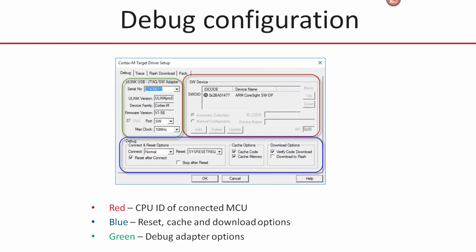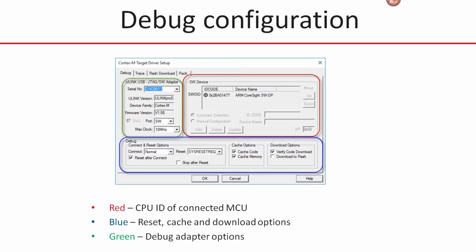And then finally, in the green box, we can see that we're successfully talking to the debug adapter. We've got its serial number, firmware version, etc. And the port allows us to select that we're connecting via a serial wire or via legacy JTAG, and we can also set the clock frequency that we want to talk to the device as well. So again, we can speed up the performance by increasing the maximum clock that's available.